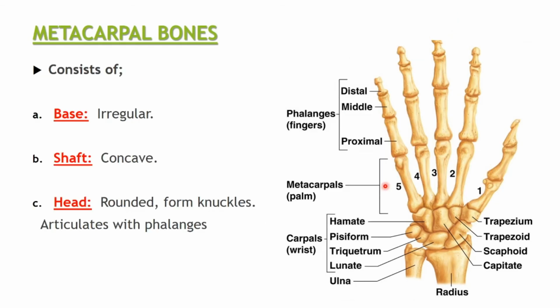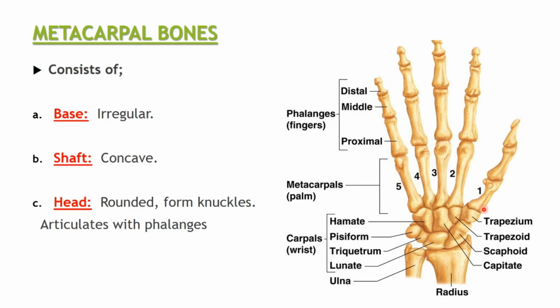So these metacarpal bones are having features. They are having proximally a base, and the bases are articulating with the carpal bones. Then they are having a concave shaft, and distally they are having heads which are rounded, and they are making the knuckles of the fingers.